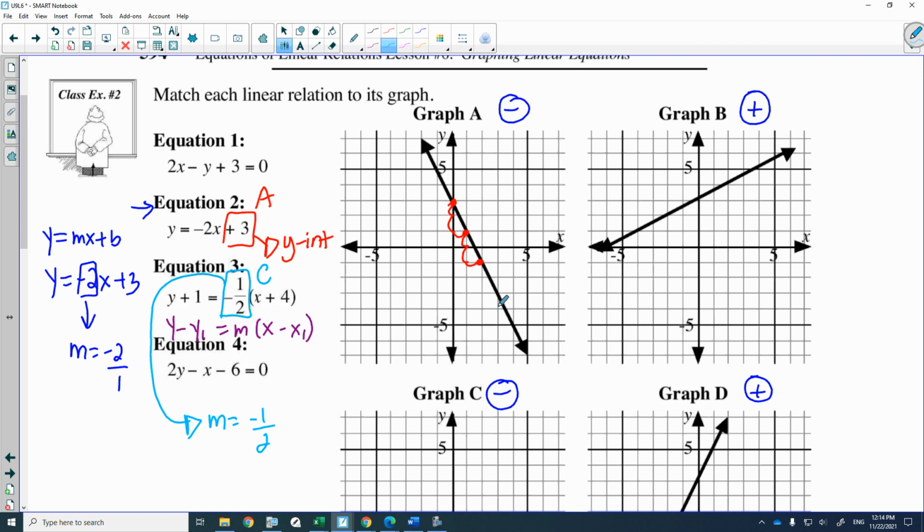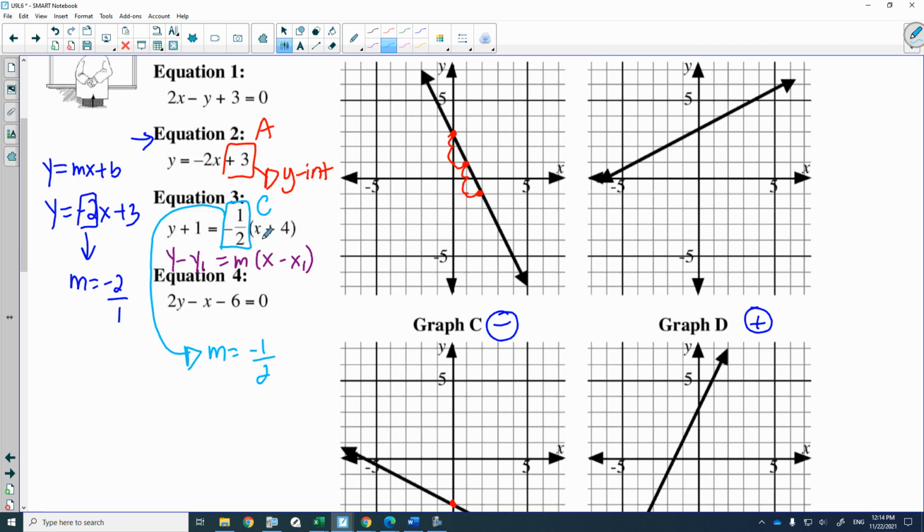Okay, so here's how we're going to verify. What is the point? Raise your hand if you're able to read what the point is on equation 3. Who's able to look and get the point? Justin, what would the point be? It's not 4, 1. Nope. Maria? Just a bit louder, Maria. Yes, Justin, it's the opposite. It's not 4, it's negative 4. It's not 1, it's negative 1.